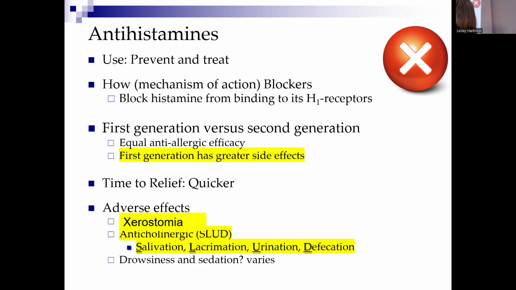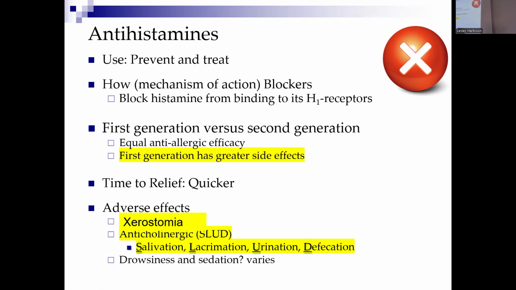But it's the chemists, they come up with a first generation drug, and then they keep working on it, and then they come up with a second generation. And sometimes there's third generations too. But a lot of times with these first versus second, there's equal efficacy, but they're usually going to have more side effects in the first generation, and they work on that, and they're able to make them have fewer side effects with the next generation. The time to relief with an antihistamine is a lot quicker. Like you could take a Claritin or something like that and get some relief pretty quick. And then a major side effect is xerostomia.